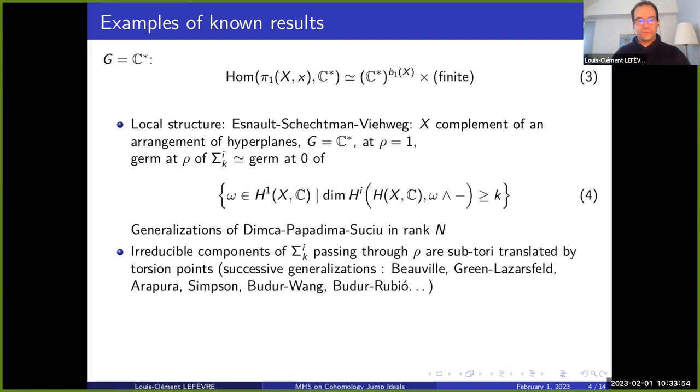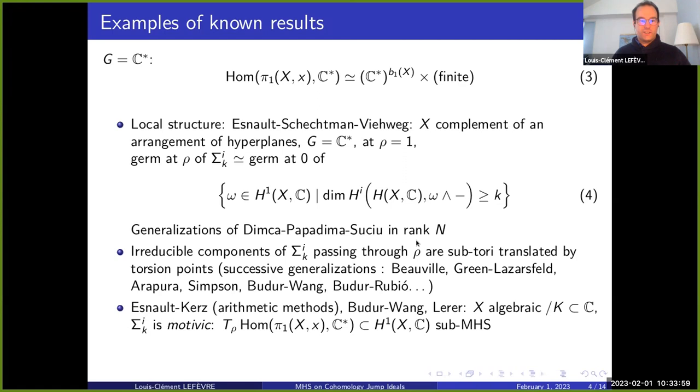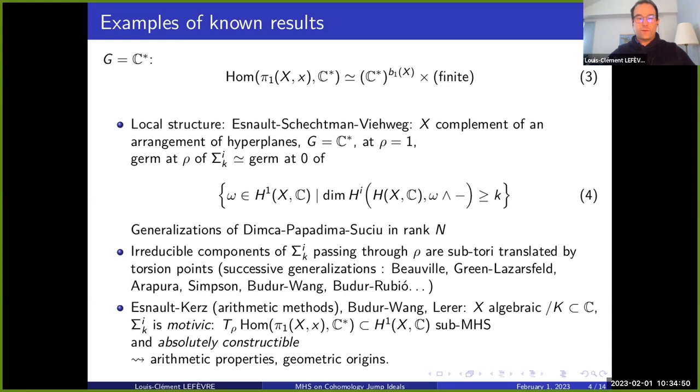More recently, a family of results due to Budur and Wang with arithmetic methods, and Budur and Lerer with methods in the spirit of Hodge theory and algebraic geometry, show that when X is algebraic, defined over a subfield of C, then this subspace should be motivic. That is, you look at the tangent space to this moduli space of representations at the representation rho, and this is a subspace of the cohomology H1. And they show that this is a sub mixed Hodge structure. They also have another property called absolutely constructible, which comes from comparing this subspace with the moduli space of vector bundles with integrable connection, sending this space to a space of vector bundles with integrable connection twisted by a Galois automorphism, and it stays constructible.